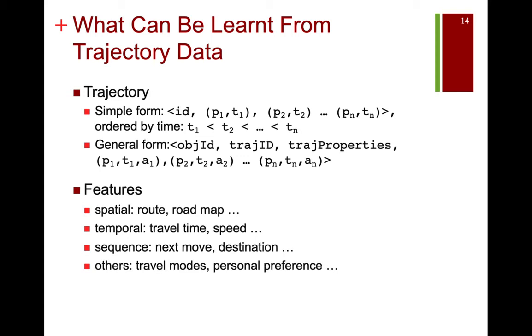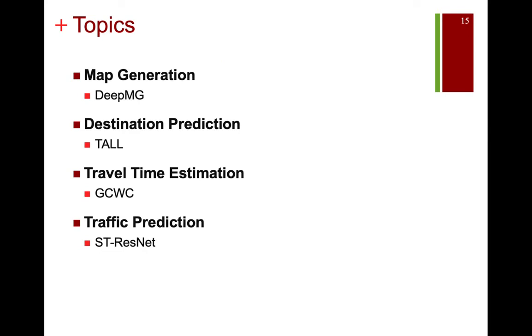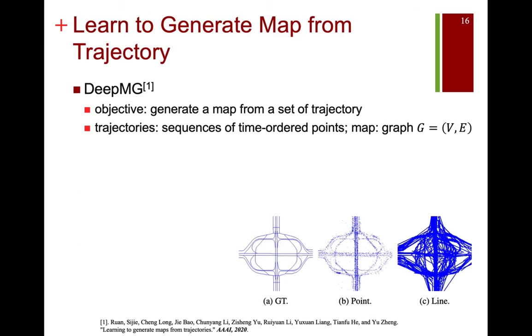Next, we will look into some examples of applications that apply deep learning techniques on spatial-temporal data. Typically, I will introduce four topics. Actually, for each of them, there are a lot of existing studies addressing the corresponding problem, but I will only introduce one in each specific topic as the representative method. The first topic is learning to generate a map from trajectories.